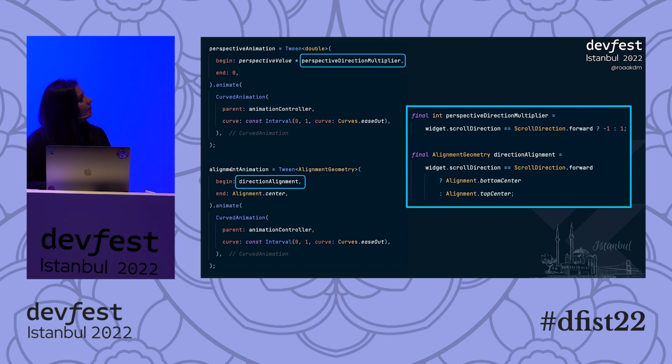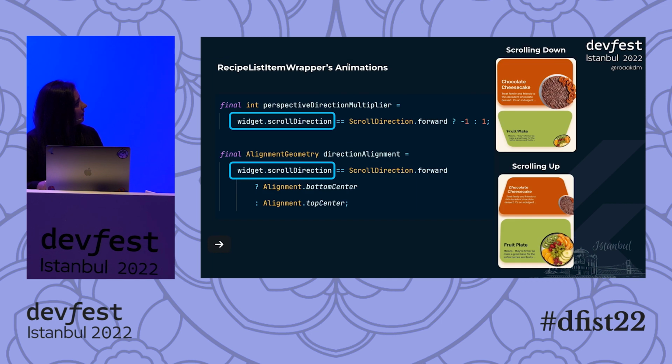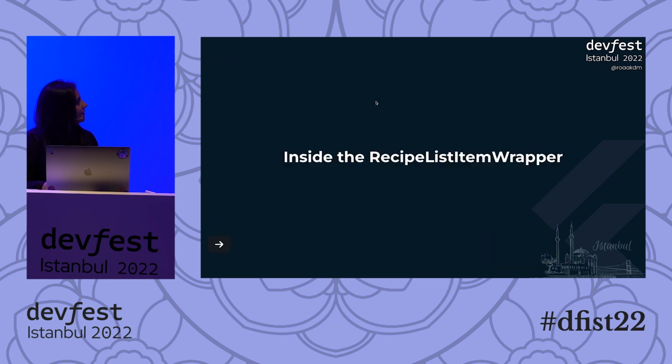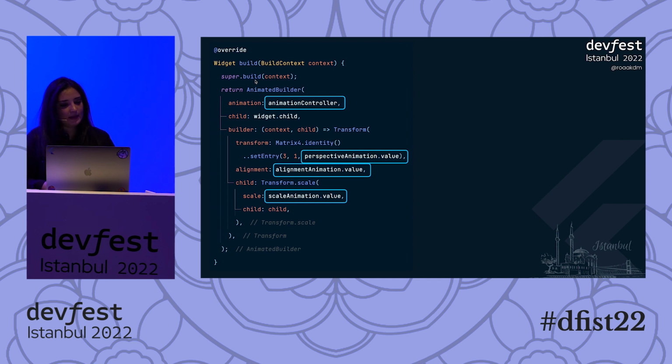And this is the multiplier that we saw earlier. This is the -1 and 1. This is where we use them inside the perspective animation and the alignment animation, which also take a tween to animate between two values. Oh, I went 3 slides below and it was right here. Yeah. And this is how you define those animations and use them inside the animated builder.